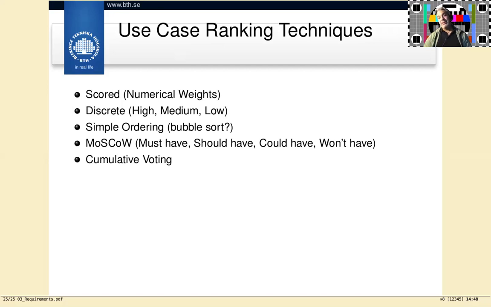So it is a discrete scale in that sense. It's just 4 categories, but the naming of those categories and how you use them makes it slightly more useful than just high, medium, and low priorities. So these are some of the commonly used requirements prioritization techniques.